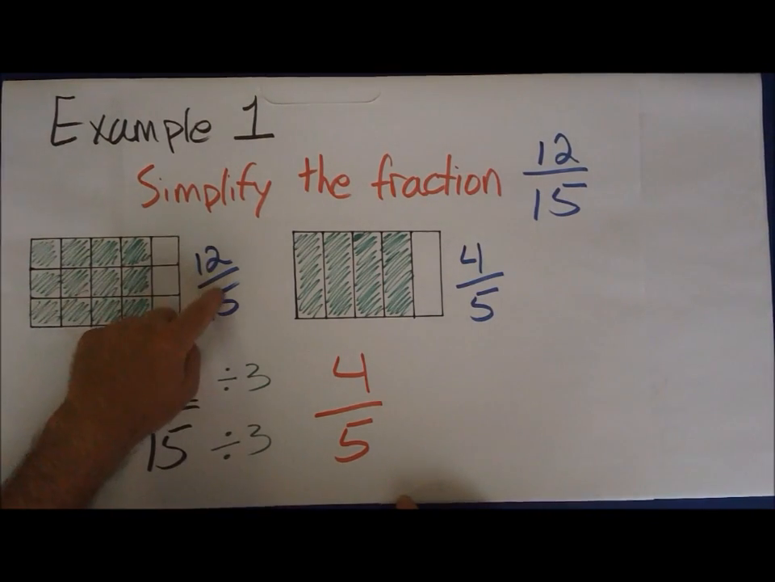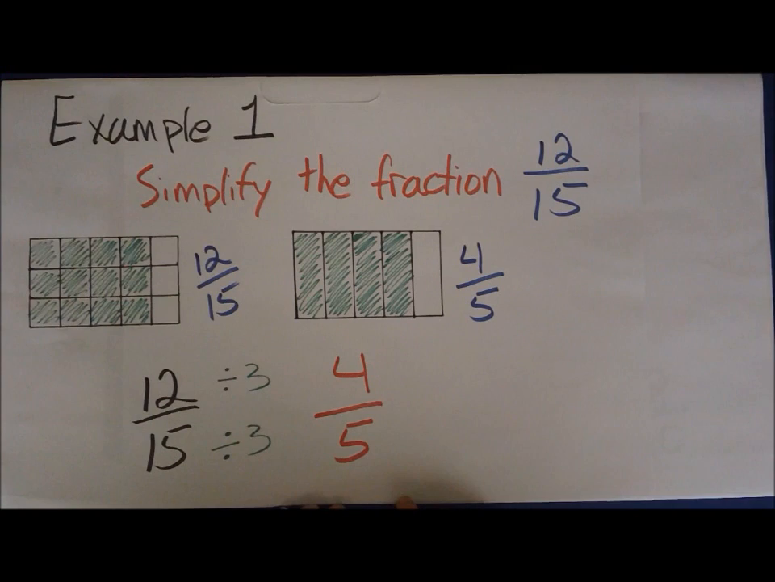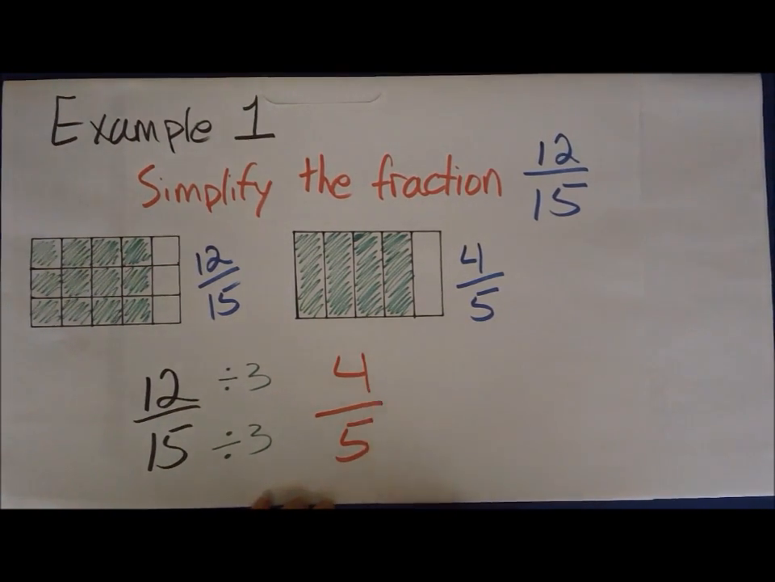So I've just simplified this fraction with the greatest common factor of 3. I divided 12 divided by 3 and I got 4. And I divided 15 by 3 and I got 5. So I've reduced the fraction to 4/5. This will make your division a lot easier.